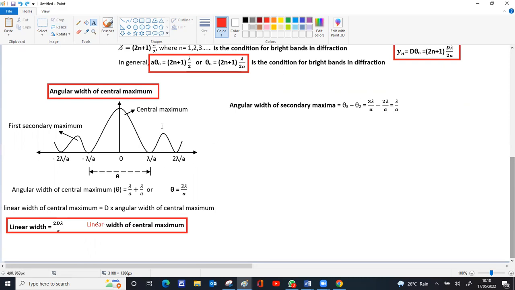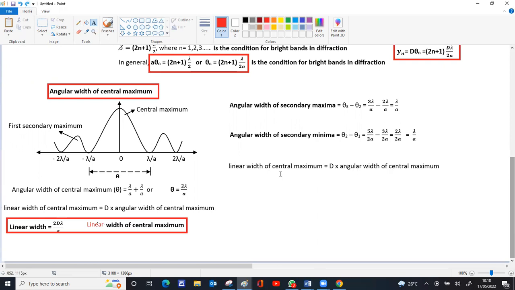For the secondary minimum, between one bright and the next bright, the bright positions will be, if we give n equal to 1, 3 lambda by 2a. If we give 2, 5 lambda by 2a. So the difference will be 5 lambda by 2a minus 3 lambda by 2a. It will be 2 lambda by 2a, again lambda by a. So both secondary maxima and secondary minima are of the same angular width. To find the linear width, we can just multiply with capital D, which will be D lambda by a. That's the width for both secondary minima and maxima in terms of linear width.